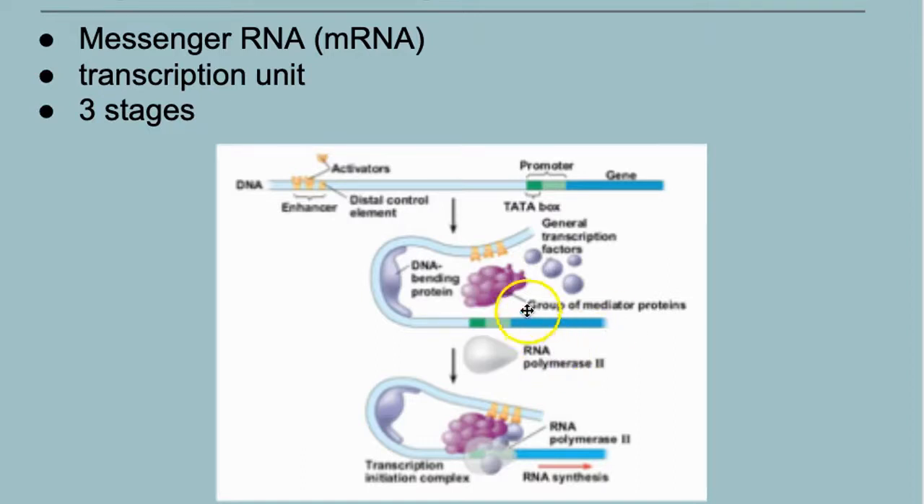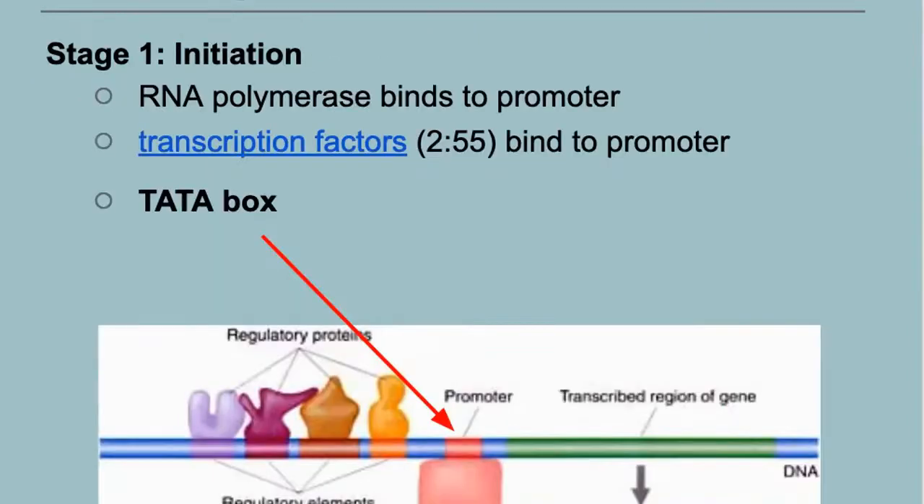Okay, so this transcription initiation complex is like a massive birthday party, and the process of transcription cannot begin unless everybody's at the birthday party. And that big complex of birthday party attendees is called the transcription initiation complex. Okay, so let's now go on to talk about the stages of transcription. And the first stage of transcription is called initiation. So we can talk about the transcription initiation complex here.